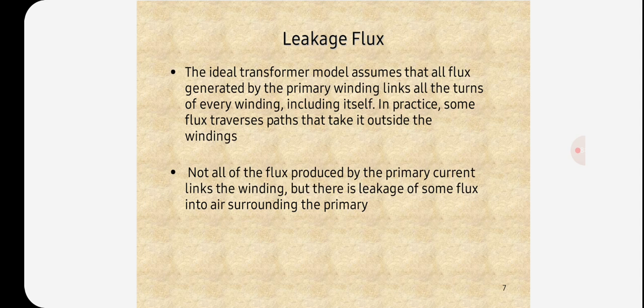In secondary leakage flux ΦL2, the flux which links the secondary alone and does not link with the primary is known as secondary leakage flux ΦL2. In this, the flux is produced by the secondary ampere turns, therefore it is proportional to the secondary current I2 and number of secondary turns N2.